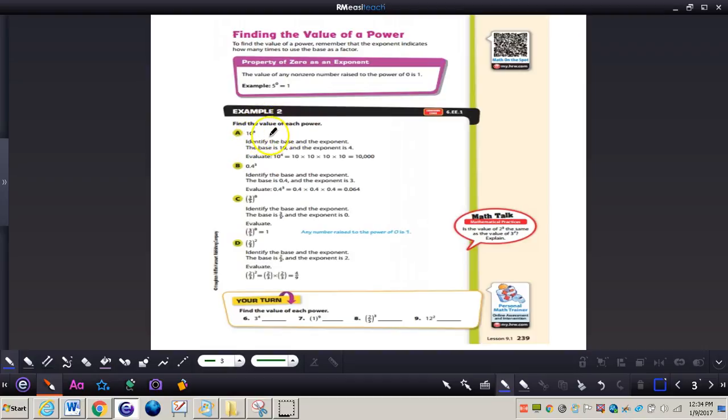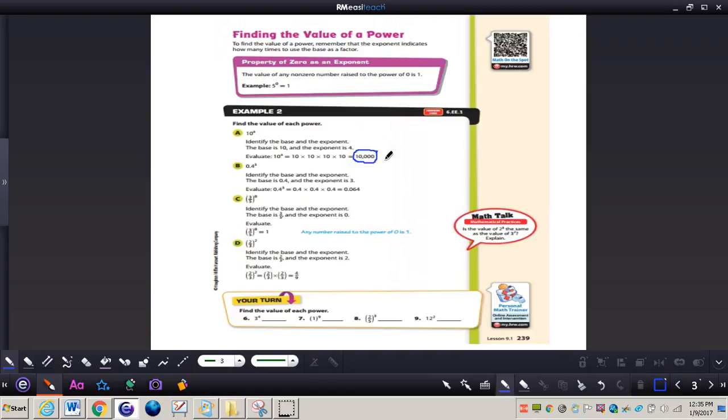So you want to think through this. It says identify the base and the exponent. So we know the base is 10, the exponent is 4. So what does that look like? That looks like this: 10 times 10 times 10 times 10. And we can see, multiply 10 by 10 4 times, and we can see it has an answer of 10,000.